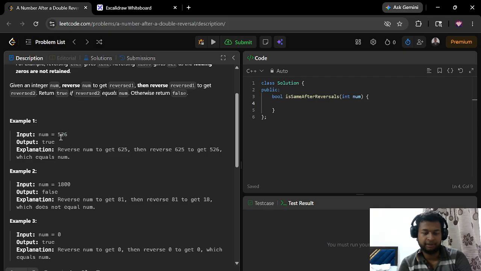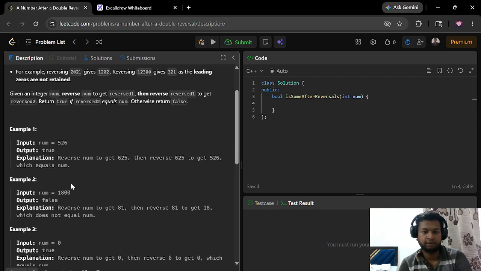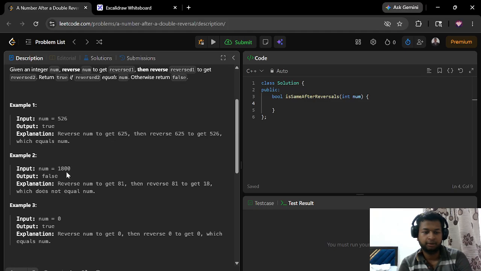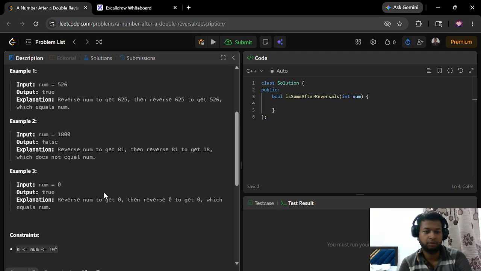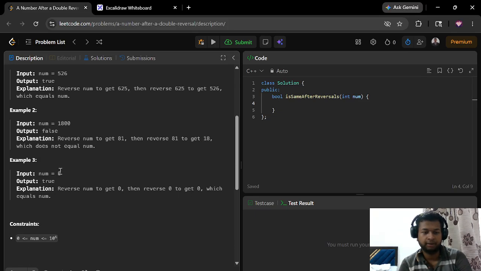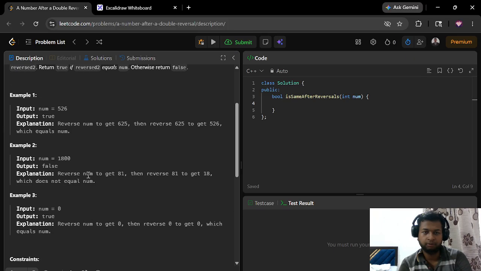First number is 526. After reversing it, it will be 625. Again after reversing it will be 526. So both will be equal, so our output will be true. Now our second number is 1800. Since we know that the leading zeros are not retained, after reversing it will be 81, and again after reversing it will be 18, not 1800. So it will not be equal, and our output will be false. And if our number is 0, after reversing it is 0, then again 0, so comparing it with 0, which is equal to num, our output would be true.